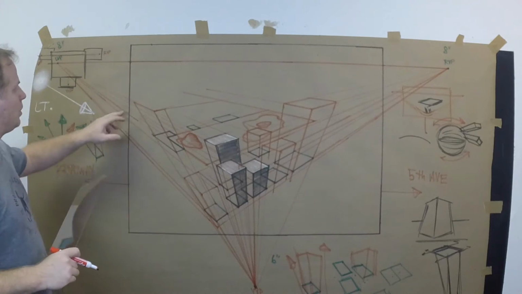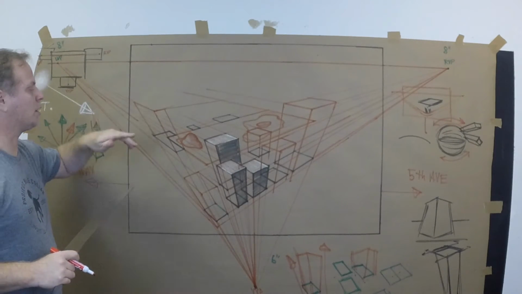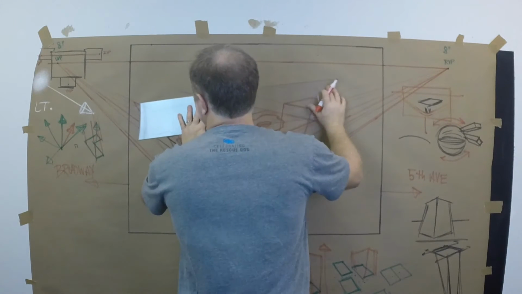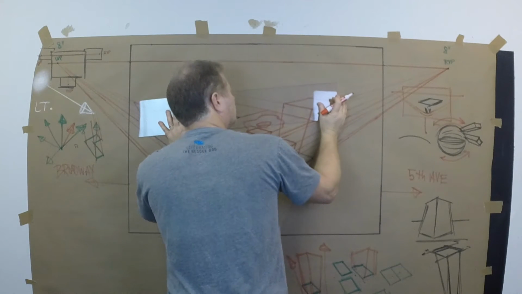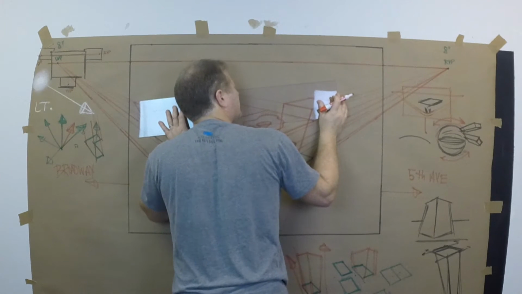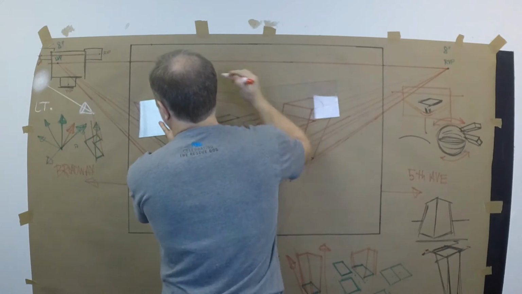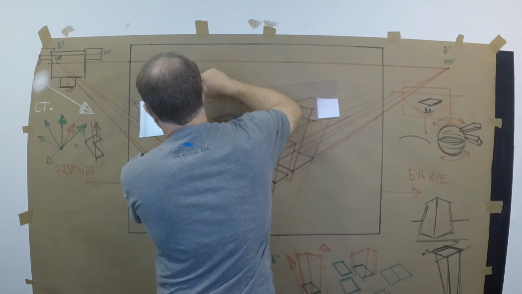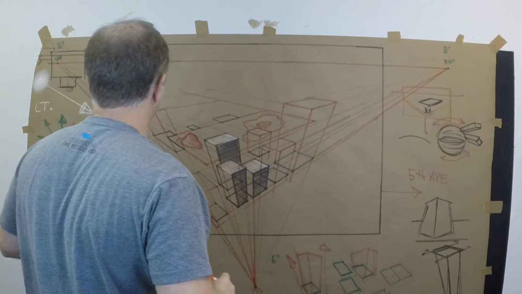So next thing I want to do is from this back left corner, go back to the right vanishing point. And that's going to line up about right there. Draw a convergence line over. Okay.